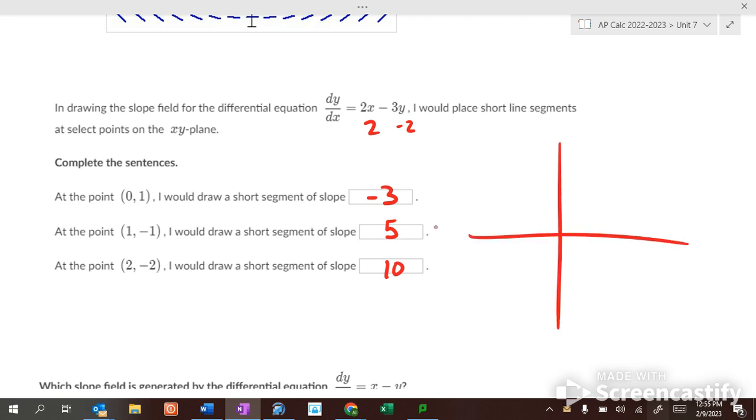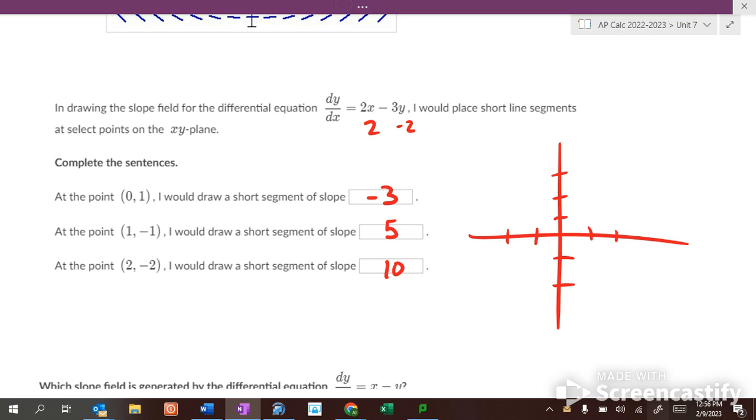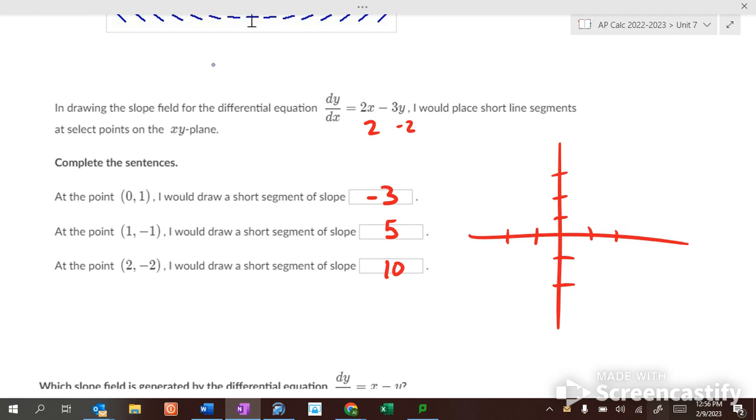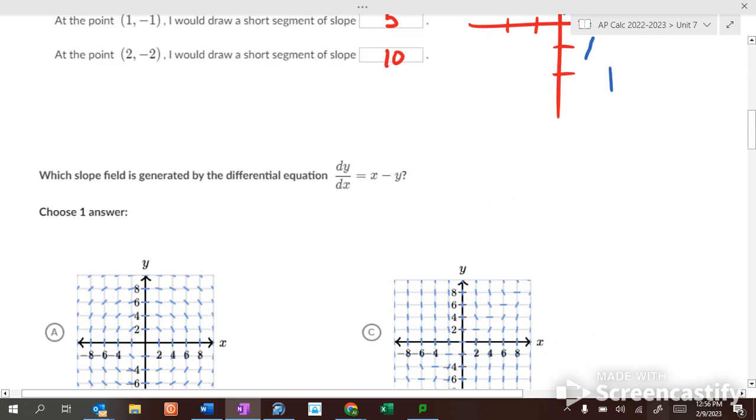So on a graph, (0, 1) is about right here. You should have a line. Let me go in a different color and draw my slope field in blue. At (0, 1), you should have a line going down with a slope of negative 3. At (1, -1), your slope field should be 5. And at (2, -2), your slope field is like 10, almost straight up and down. So that's what a slope field is.